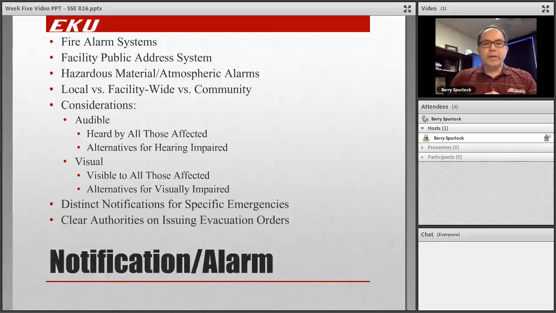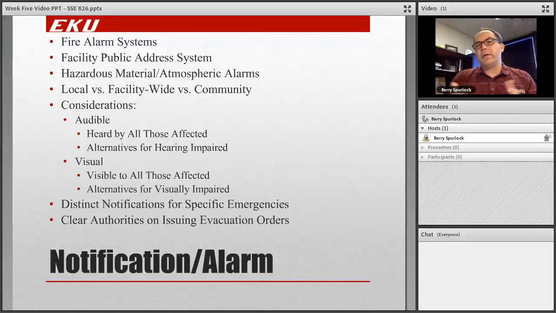When we talk about notification, obviously it's usually by sound or through sight. Audible ones, we need to make sure it's heard by those who are affected. They need to be able to hear it. Like I said, if you've got a message that has to go across, you don't want it to sound like Charlie Brown's teacher. And then also I have to think about folks who are hearing impaired. What are we going to have for them?